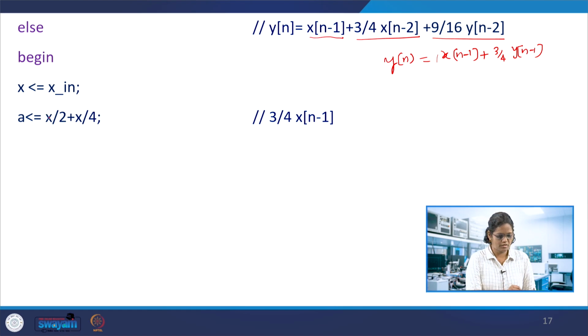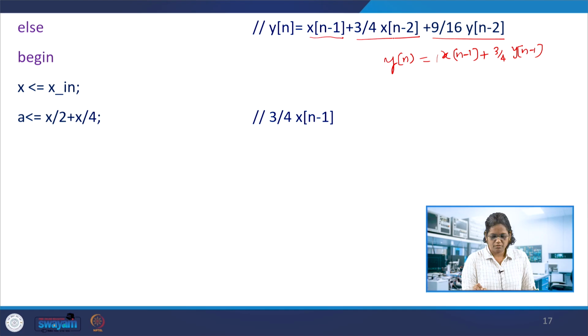Because if you have 1, this is xn minus 1. So in the next stage, if you use the x, because of the 1, this would form one flip flop and this would form another flip flop, right? So this could be 3 by 4, 1 by 2 plus 1 by 4, 3 by 4 xn minus 1 would be the result of this. Store that, since we are trying to get this 3 by 4 xn minus 2.